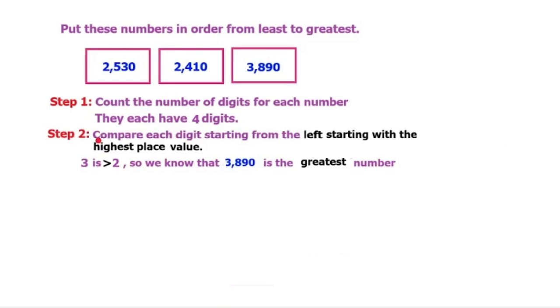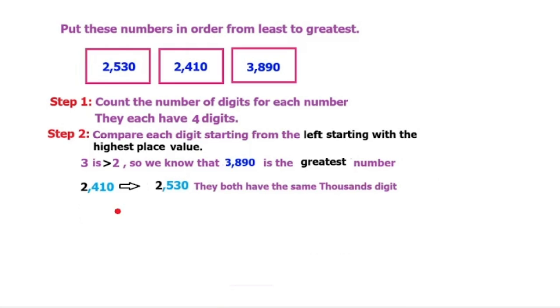So the next step is compare each digit starting from the left. So starting with the highest place value. So we start with the highest place value for each of these. And we could see that this one is bigger than 2, right? So we automatically know that this is the biggest number. So we know this one is going to be last, right? Because we're stacking them from least to greatest. So we already know the answer to 1, and now we just need to worry about these two numbers to figure out which one is smaller and which one is bigger.